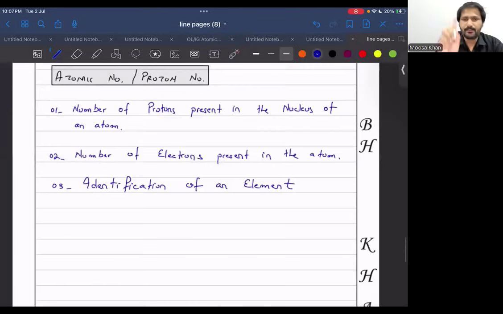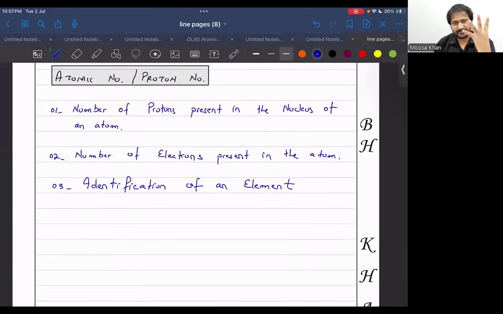So atomic number actually is important from 4 perspectives. It first tells you about the number of protons in the nucleus of an atom. It tells you about the number of electrons in the atom. Or it is also the identification of an element. And fourthly, elements of the periodic table are arranged in order of increasing atomic number.